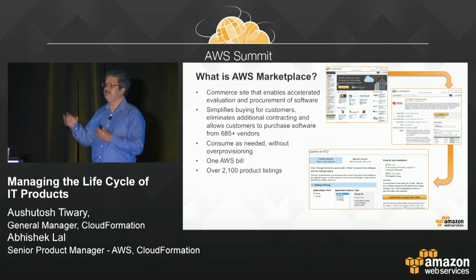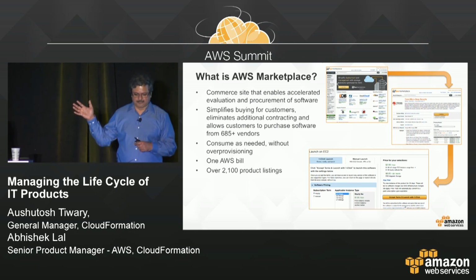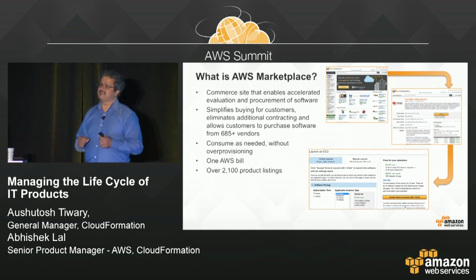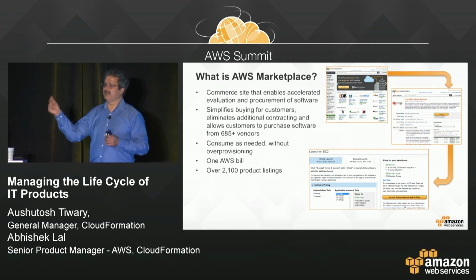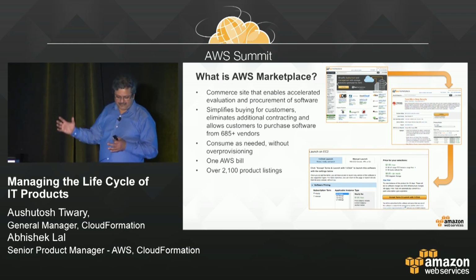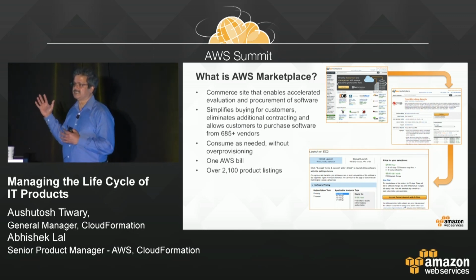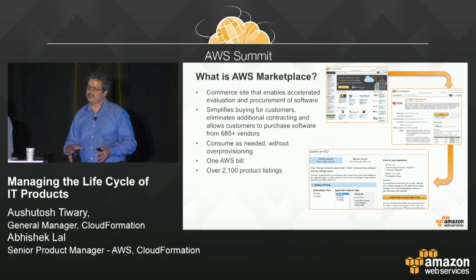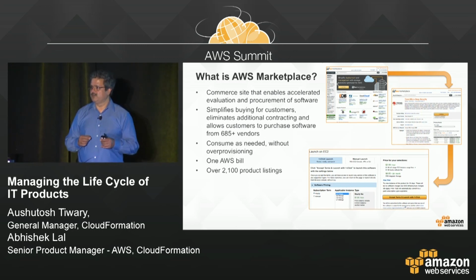There are many vendors who have published their products in there, roughly about 685 vendors. You can consume only the license that you need. You don't need to buy a bunch of extra ones because you're able to do this on demand. And there are roughly about 2,100 products listed in there. Anything that you consume will show up on your AWS bill. So it's a single point of contact, a single bill that you get for all of this. This capability will also be available to you to use along with AWS Service Catalog for applications that you want to consume without having built them yourselves.